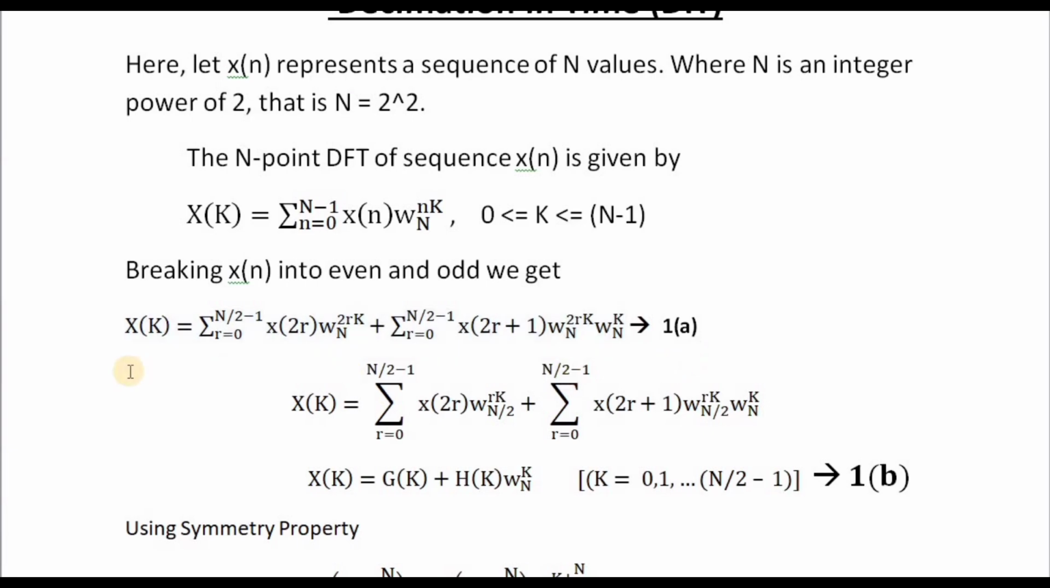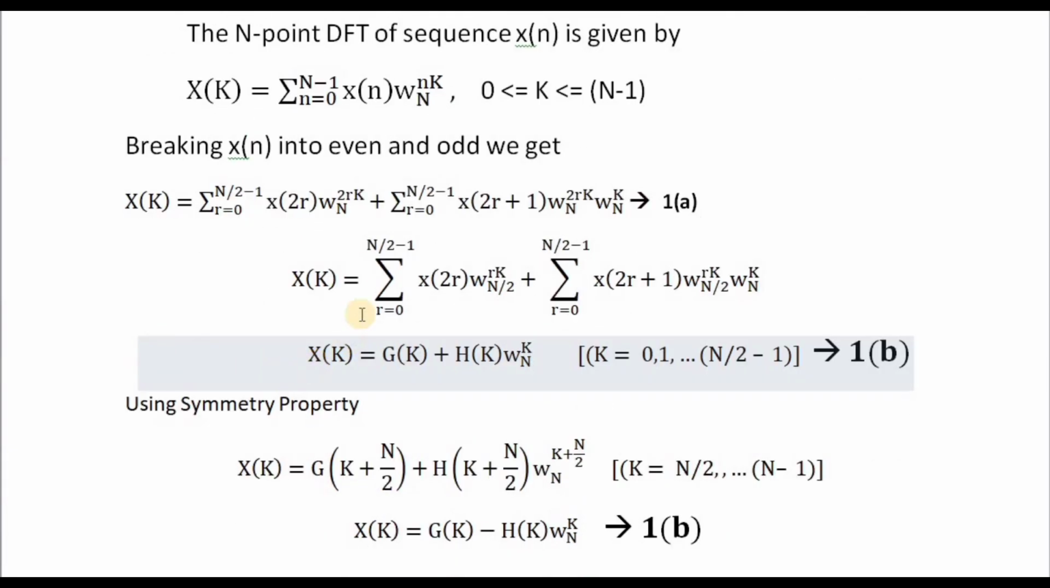Here the 2 I can bring down, or I can divide the term by 2, which gives W_N by 2. Here also, if I divide it by 2, I will get rk. Similarly I have done it like this. So this is my g of k and this is my h of k, and this g of k ranges from 0 to N by 2 minus 1.